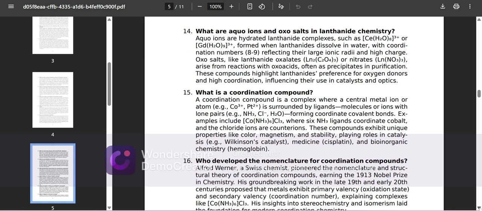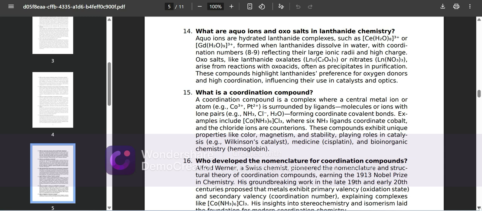What are aqua ions and oxo salts in lanthanide chemistry? Aqua ions are hydrated lanthanide complexes such as Ce(H2O)8 3+ or Gd(H2O)9 3+, formed when lanthanides dissolve in water, with coordination numbers 8 to 9 reflecting their large ionic radii and high charge.